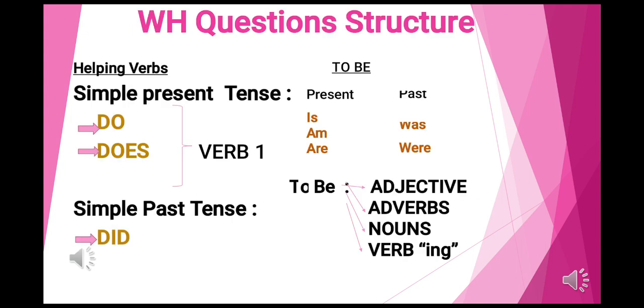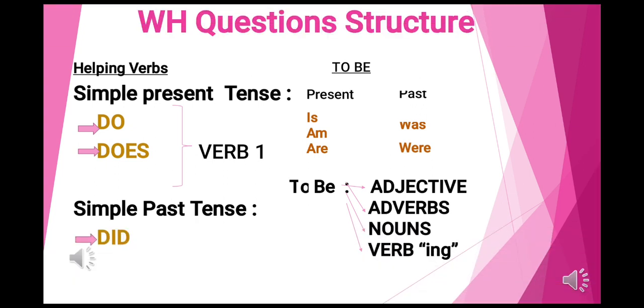Some students get confused about when to use helping verbs and when to use to be. We use helping verbs like do, does, and did when you can see verb one. For example, I don't go. Go is verb one. She doesn't eat. Eat is verb one.